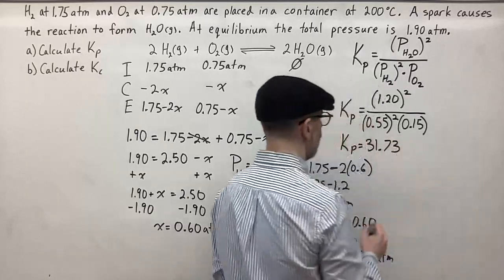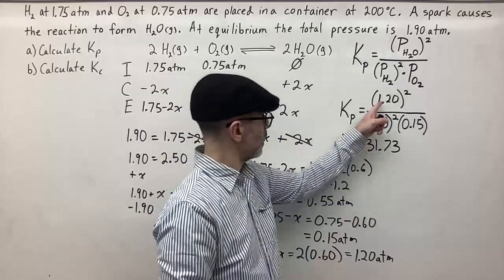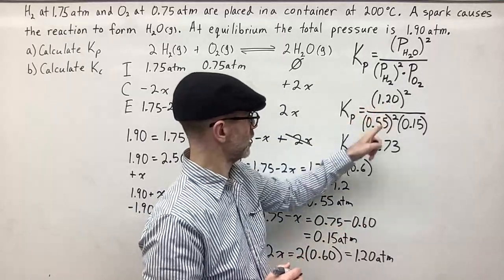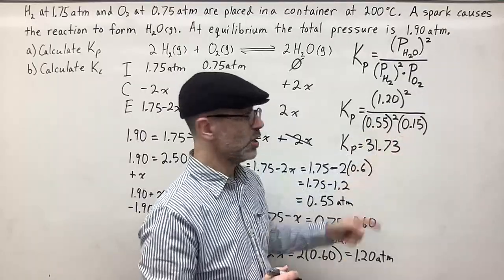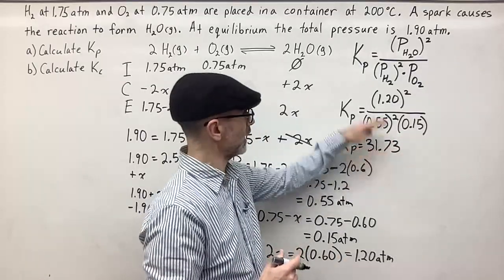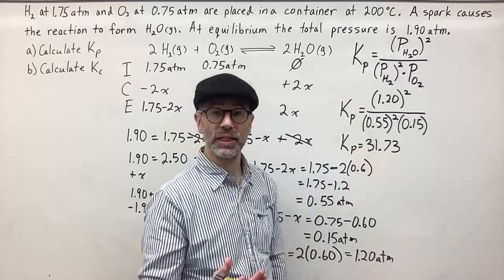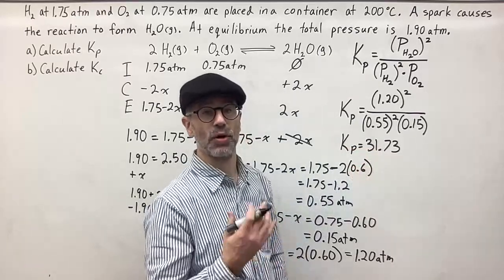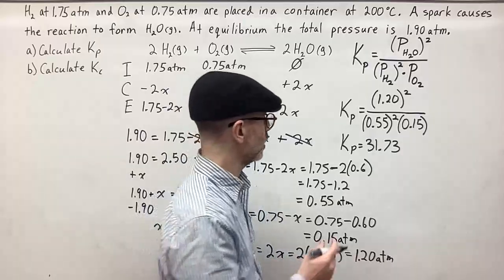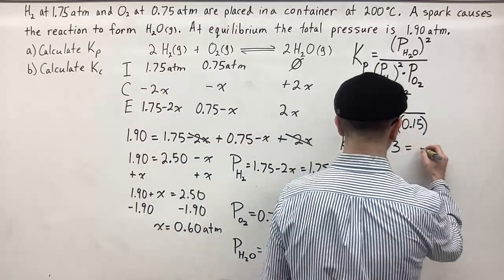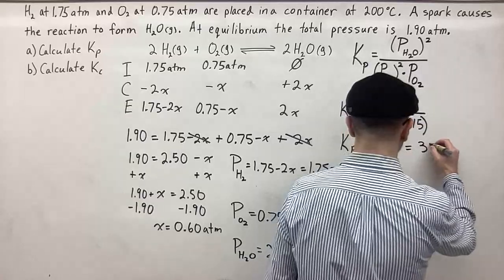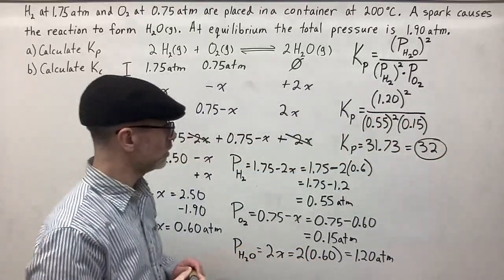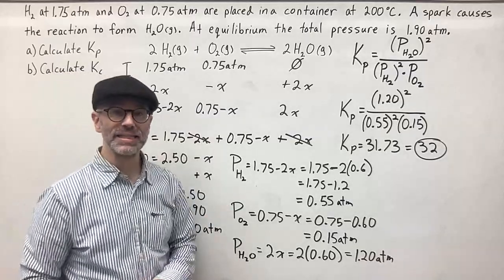But if we're dealing with sig figs, if we want to pay attention to our sig figs, we have 3 sig figs here, we have 2 here, 2 here. And we're multiplying and dividing, so the rule is that your answer should have the same number of sig figs as the measurement with the least number of sig figs, which is 2. So we would round this to 32 for Kp. Okay, now what about Kc?